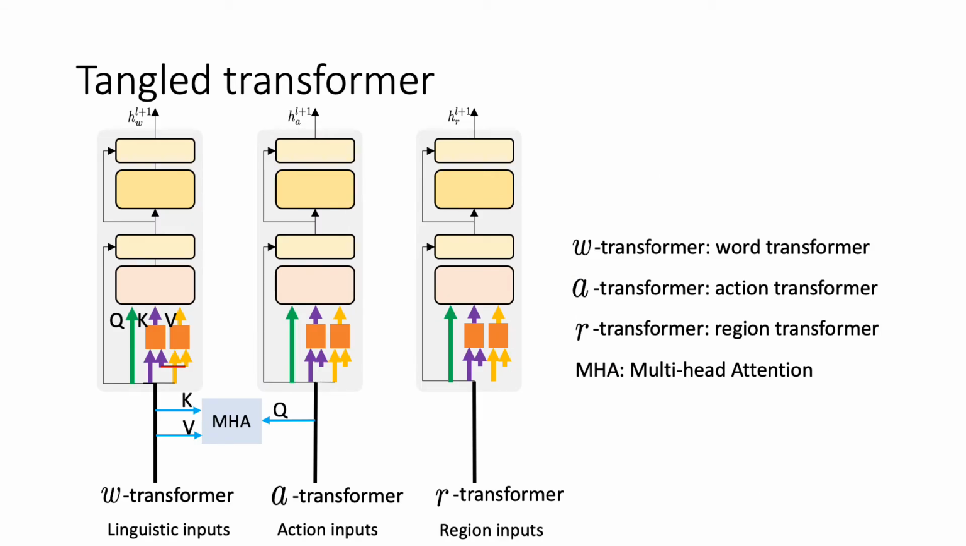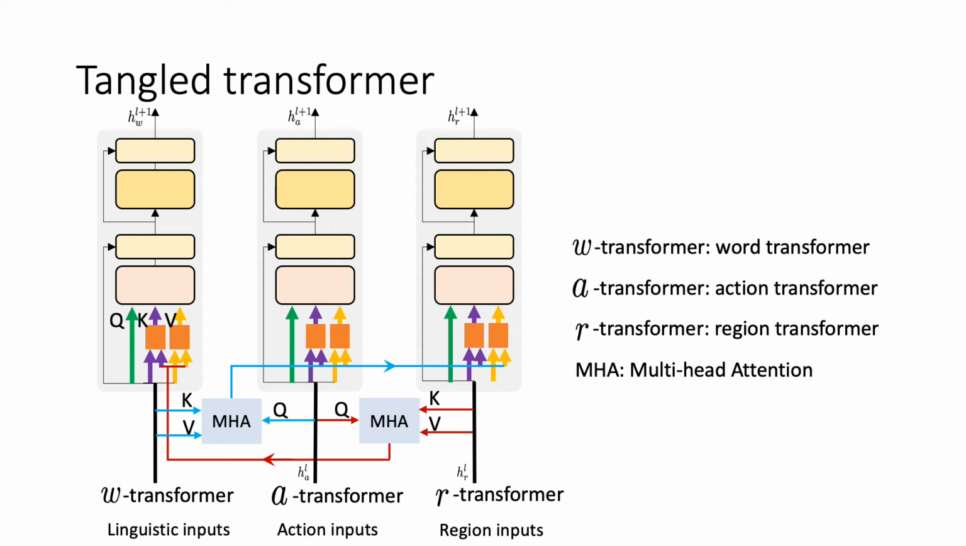To further introduce more interactions between different modalities, we leverage two multi-head attention blocks among the transformers. The global action inputs are used as query to attend linguistic inputs. The output will be combined with region inputs. The combined feature will be forwarded to the region transformer. Similarly, the global action will also attend region inputs. The outputs are combined with linguistic input, and they will be forwarded to the word transformer.